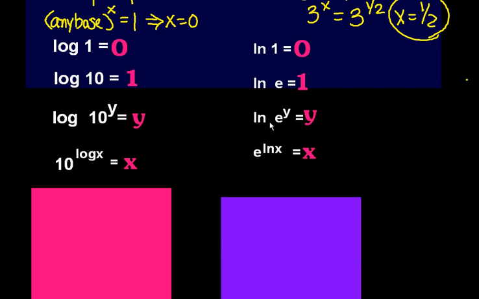Same thing here. The exponent is y, and the base and this number are the same. Natural log base e of e to the y. Cancel out, and we're left with y. Again here, e to the natural log base e of x. These cancel out, and we're left with x.